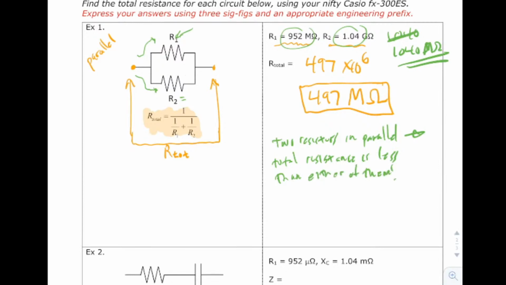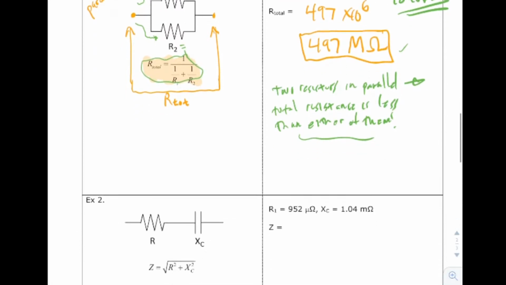And that's something to keep in mind. That's kind of a cool thing. So whenever you see resistors in parallel, the total resistance is going to be less than either one of them. This was 500. That's less than 1,000. That's less than 900. Yep, it sure is. And then how do you find out what exactly the number is? Well, you get this fancy formula that you can play with.